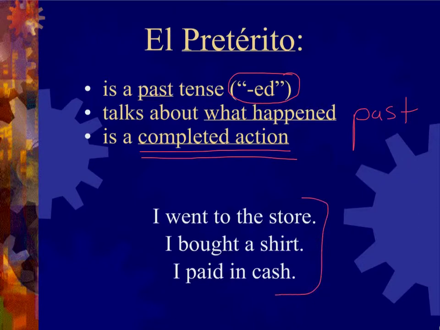So in English, these are examples of the past tense. I went to the store. That's a finished action. I bought a shirt. I paid in cash. Or I jumped. I listened in class. I studied for the test.